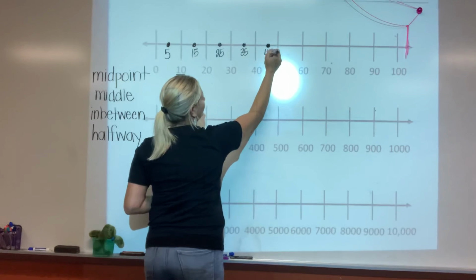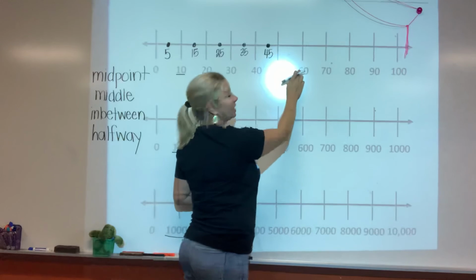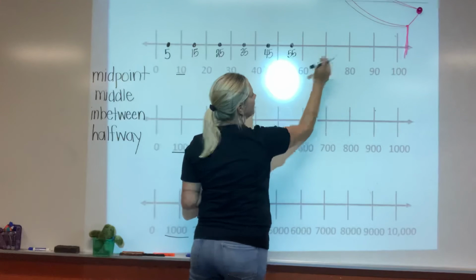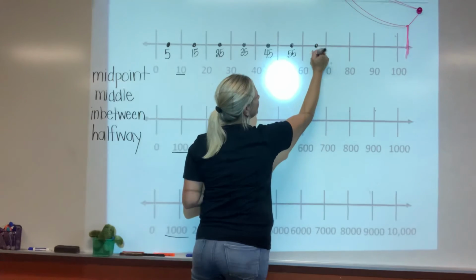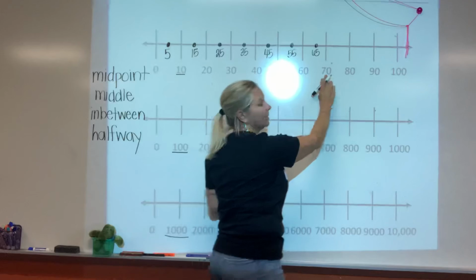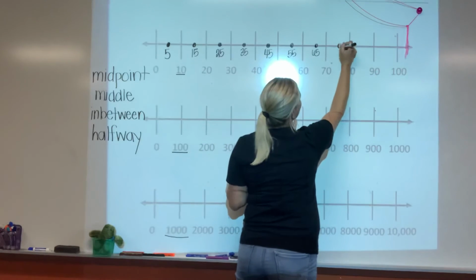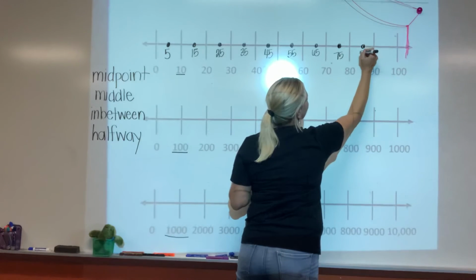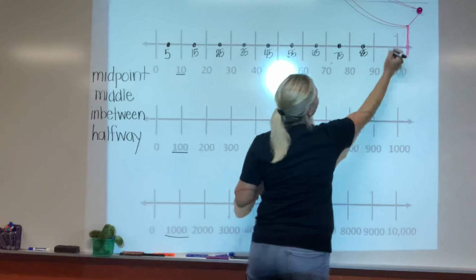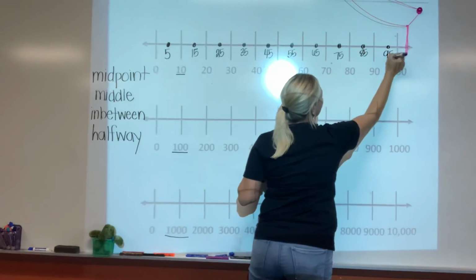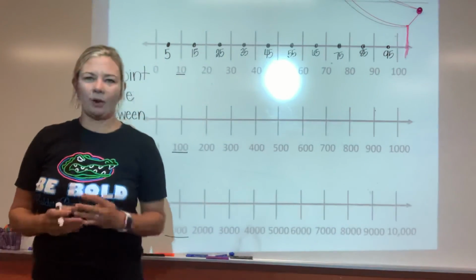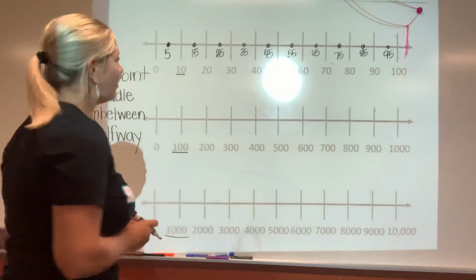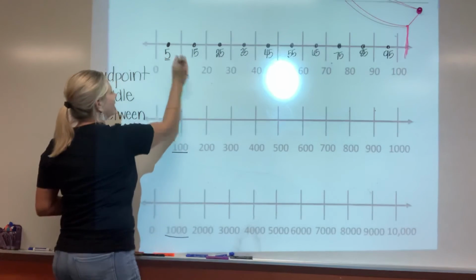Midpoint, 45. Between 50 and 60, 55. 60 and 70, 65. Between 70 and 80, 75, 85, and then 95. What do you notice about the midpoint numbers that we added? They all have a 5 in the ones place.